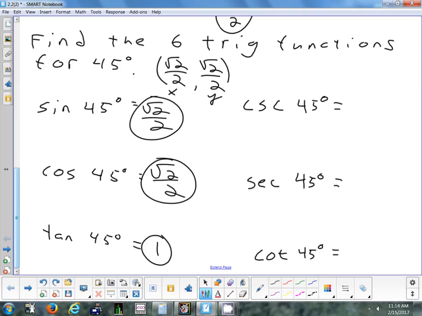Now that we've got the 3 trig functions on the left, can someone remind me, what do you do with each one of these to get the 3 on the right? Glad? Use the reciprocal. Yeah, just use the reciprocal. That just means take each one and flip it.